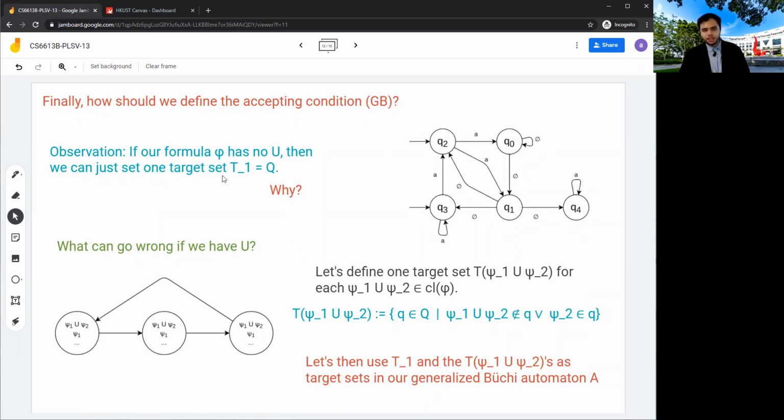So then we just define our generalized Büchi automaton as having these target sets. We have the trivial target set T1, which is the whole automaton. And then for every formula that has an until, we have this set. So this ensures that this kind of cycle never happens. And with this, you can then easily prove that the automaton accepts exactly the set of infinite paths that satisfy the LTL formula.